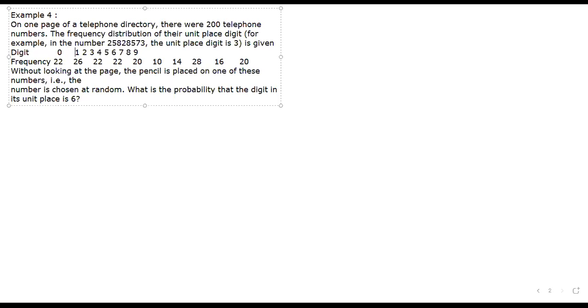So 0, then 1, 2, 3, 4, 5, 6, 7, 8 and 9. These are the digits.